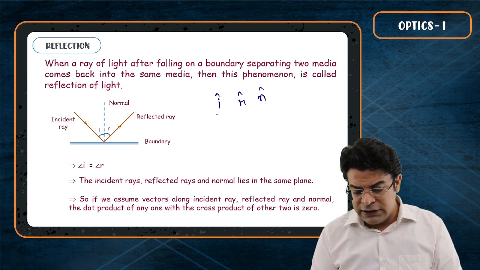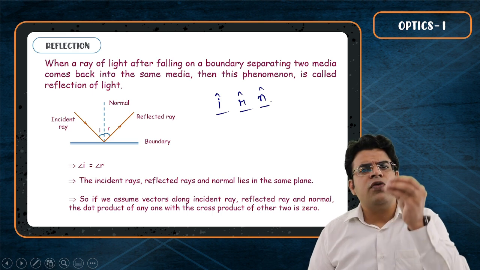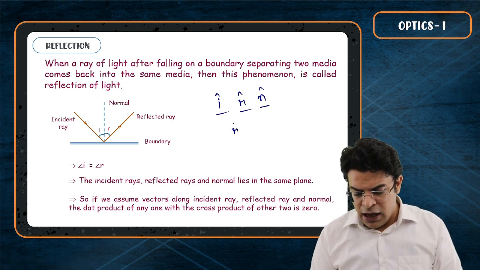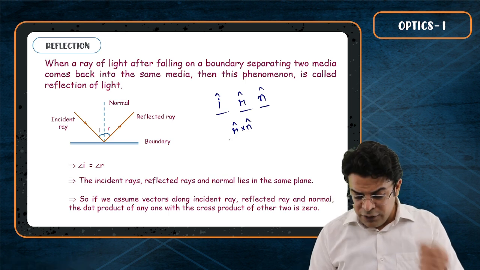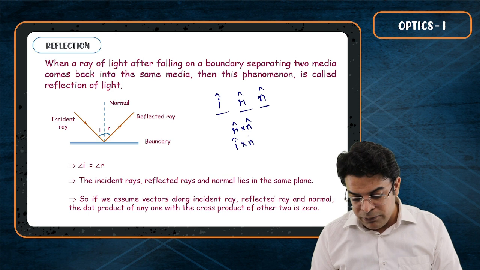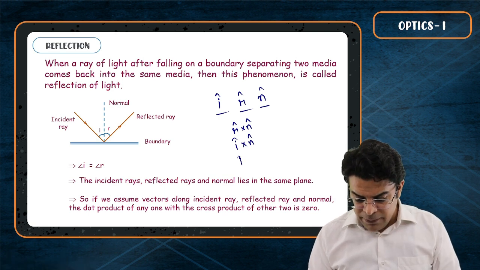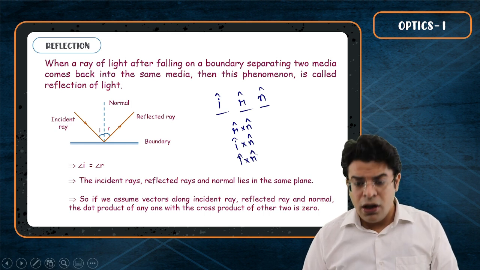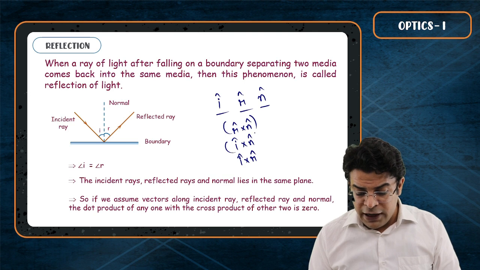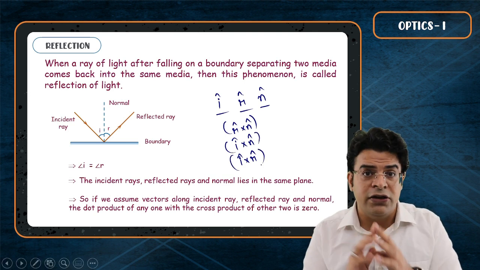As we know, these three vectors lie in the same plane. If I take the cross product of any two of them, let's say r cap cross n cap, it will be perpendicular to the plane. Or if I take I cap cross n cap, that will also be perpendicular to the plane. Or if I take I cap cross r cap, that will also be perpendicular to the plane. Now, the cross product of any two will be perpendicular to the plane containing these three vectors.